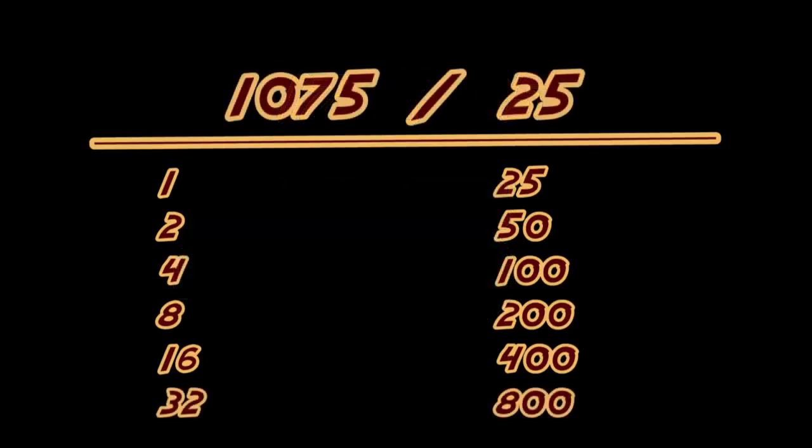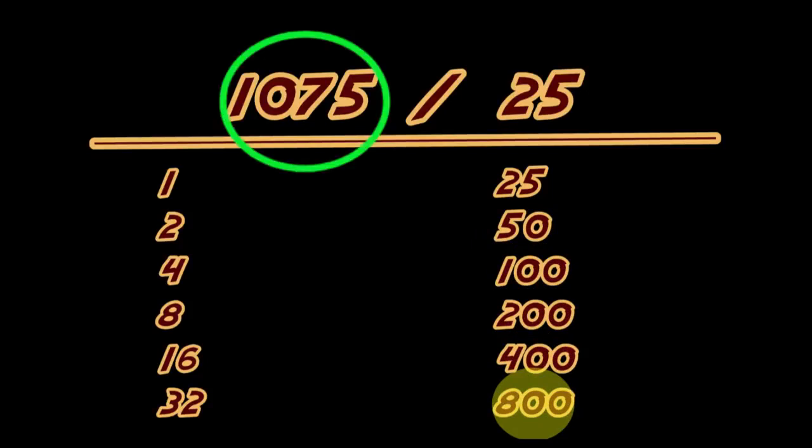So let's try it out with this equation. 1075 divided by 25. This time, we're going to start on the right, and we will write out the numbers as 25, 50, 100, 200, 400, and 800. Now we're going to stop there because to go any higher would be to create a number larger than we are dividing. The next number after 800 would be 1600, which would be much larger than 1075. So we stop just before that at 800.